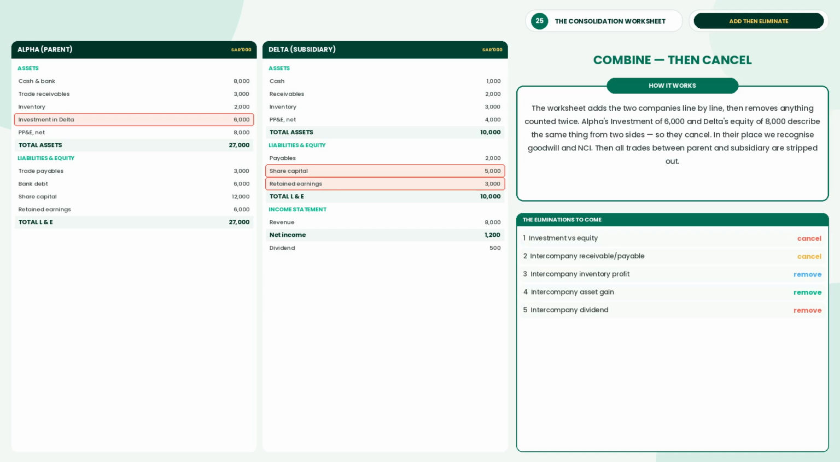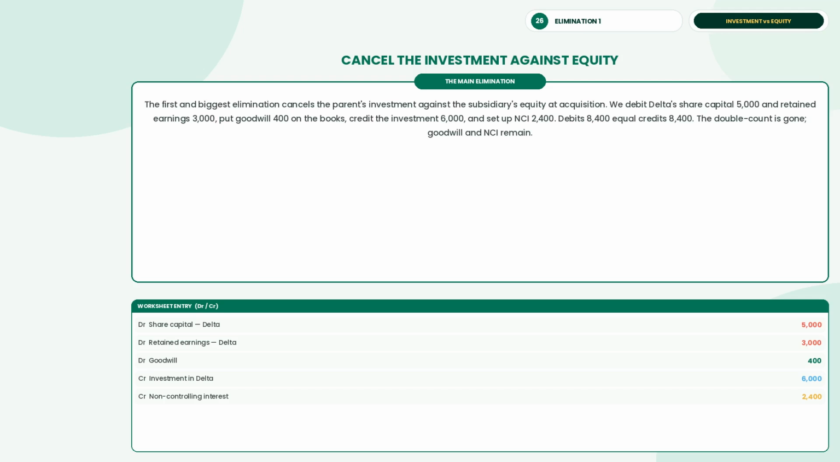Now build the worksheet. Start by adding parent and subsidiary line by line. Then remove everything the group cannot owe to itself, sell to itself, or earn from itself. The major eliminations are investment against subsidiary equity, intercompany receivables against payables, unrealized profit in inventory, internal gains on fixed assets plus excess depreciation, and intercompany dividends. Consolidation is therefore not simple addition. It is addition followed by economic cancellation.